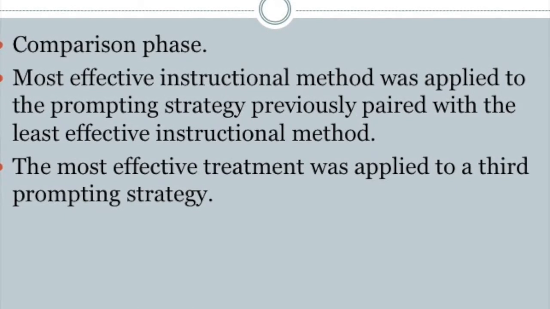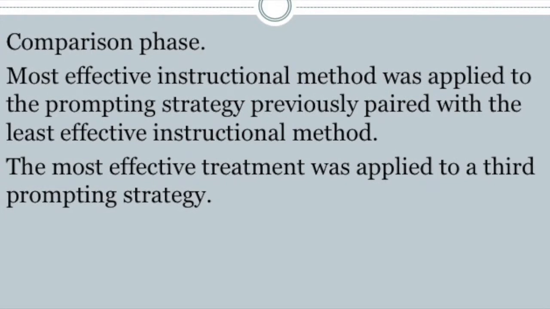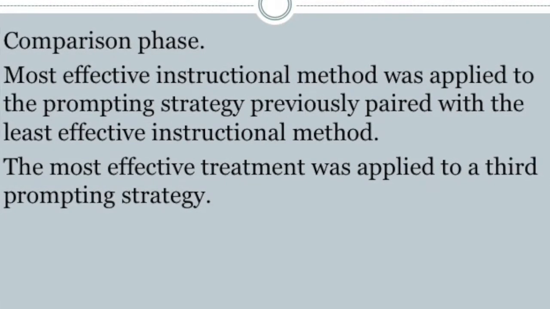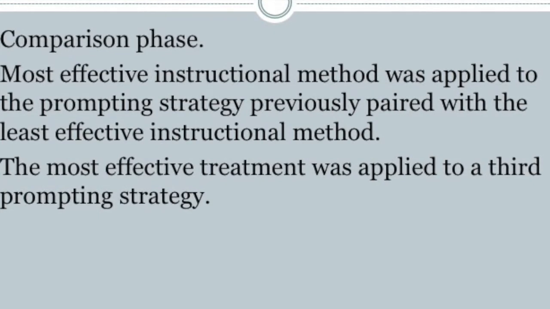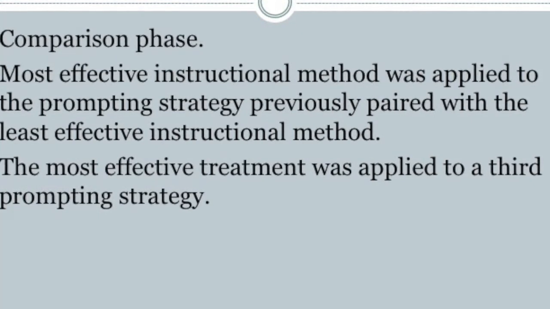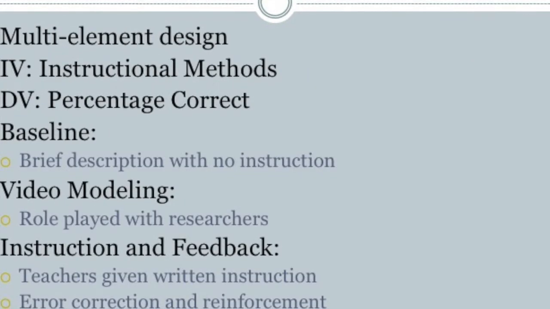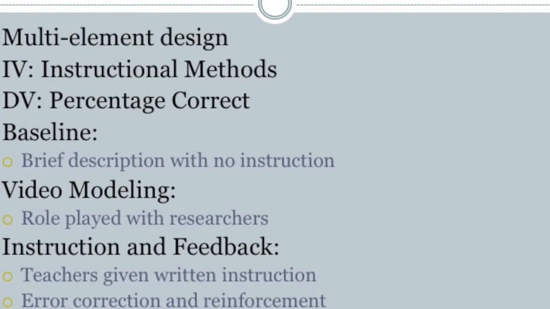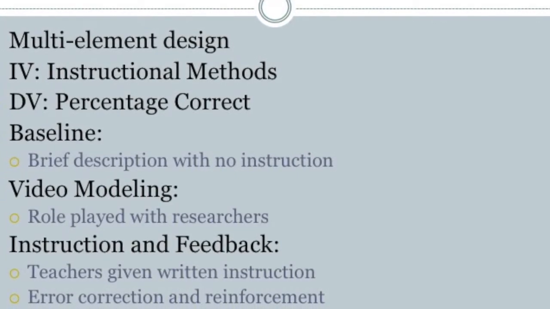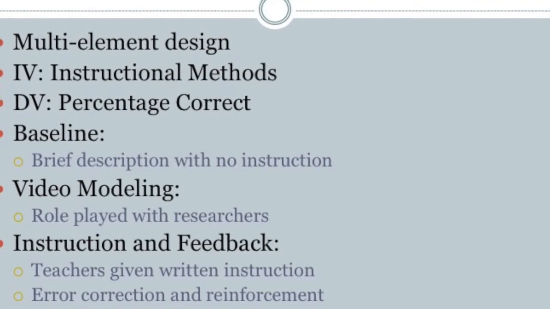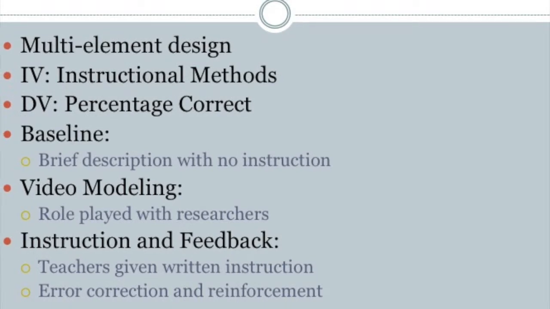In all conditions, confederates functioned as students and made errors approximately 30% of the trials with constant prompt delay and no prompting to allow the teachers to perform the correct error corrections. In baseline and group format, the researchers delivered a description of the prompting strategies to the participants, but no instructions were given. During the video modeling, the teachers were shown a video of the correct implementation of a prompting strategy.